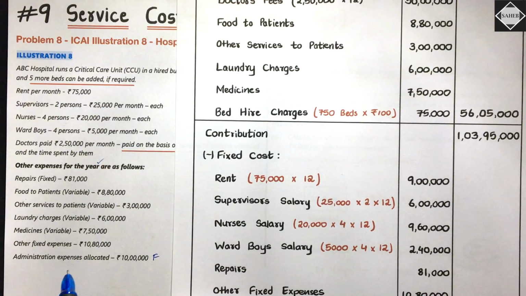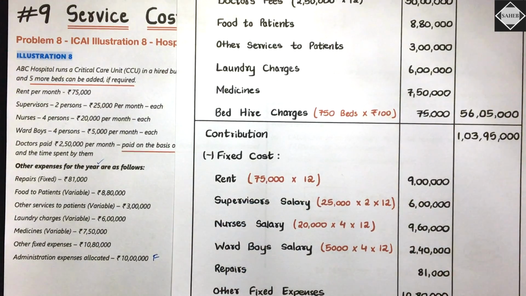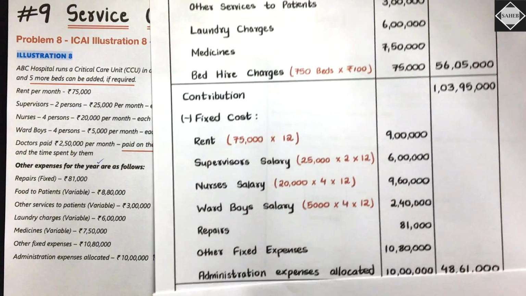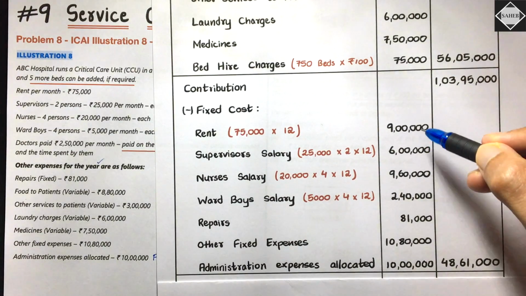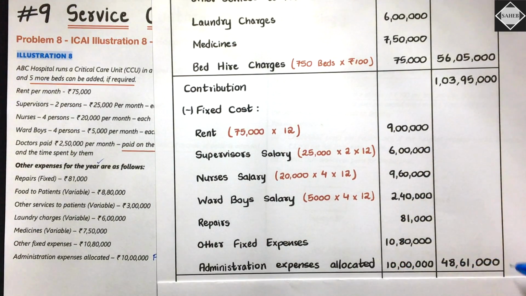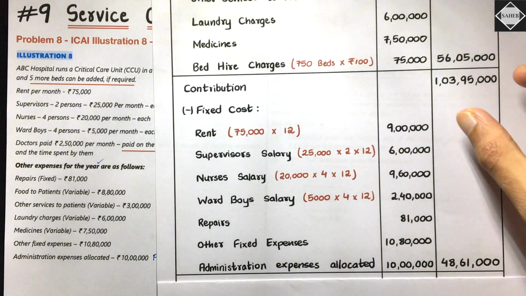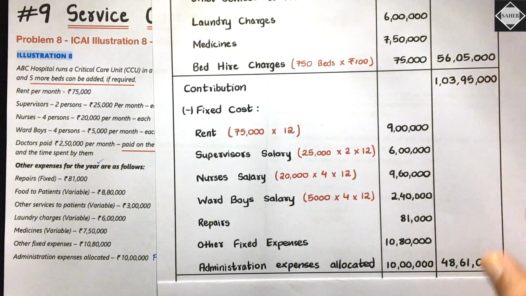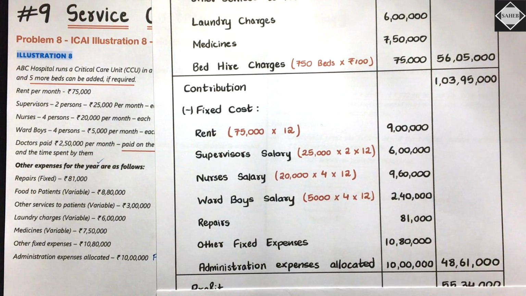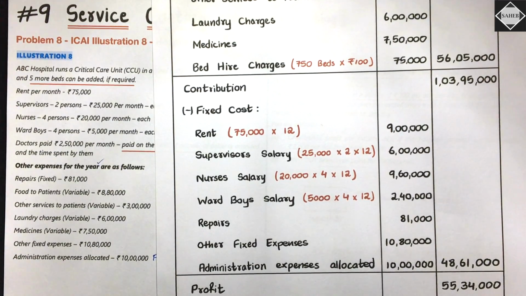And then administration expenses, that is fixed only. So we have taken all fixed costs. If we add up all that, that is equal to 48,61,000, right? Yes. So 1 crore 3,95,000 minus 48,61,000, that is equal to the profit. Contribution minus fixed cost, that's profit. How much?